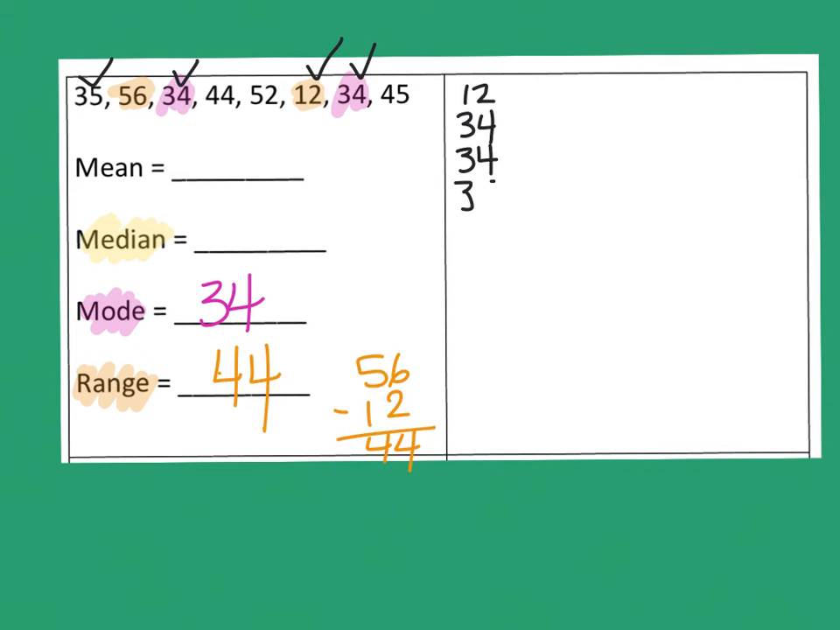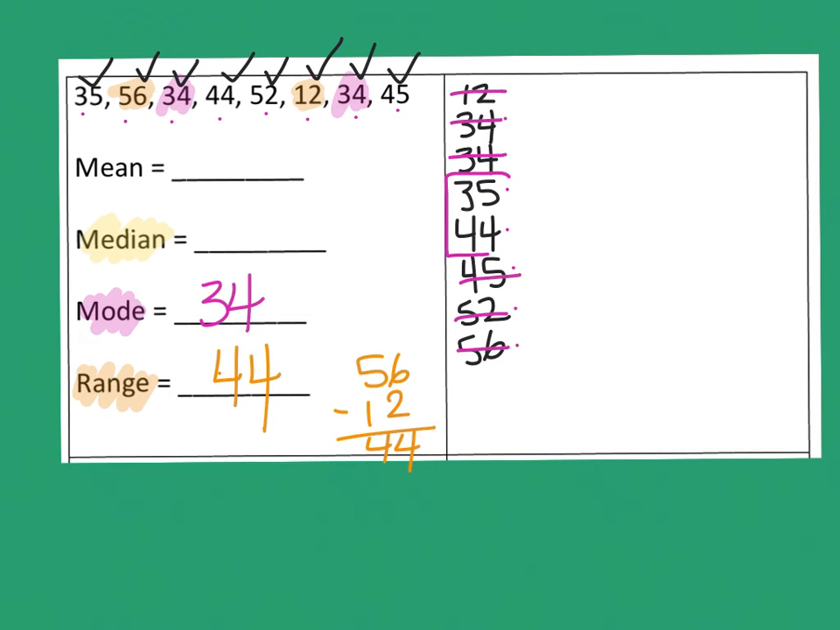Then 35, then 44, then 45, then 52, and then 56. Okay, so I'm going to double check that that's all my numbers. 1, 2, 3, 4, 5, 6, 7, 8. 1, 2, 3, 4, 5, 6, 7, 8. Okay, so I have them all. Now I'm going to cross off the lowest one and the highest one until I get to the center.